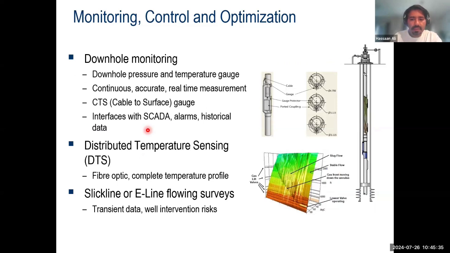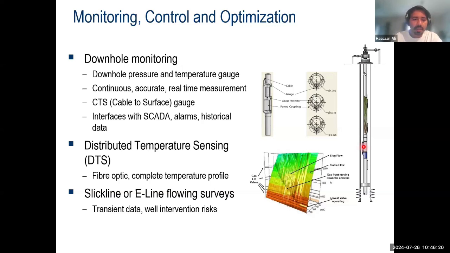In terms of downhole sensors and downhole telemetry that is available, there are different types of pressure and temperature gauges that can be deployed as part of the gas lift system itself or just above or below it. One of them is what we call a cable to surface gauge. It's a pressure gauge that is deployed in the pocket of the gas lift mandrel, replacing the gas lift valve, and it stays there with a cable running from the gauge to the surface. It will give you pressure at that injection point at any time, a continuous, accurate, and real-time measurement.